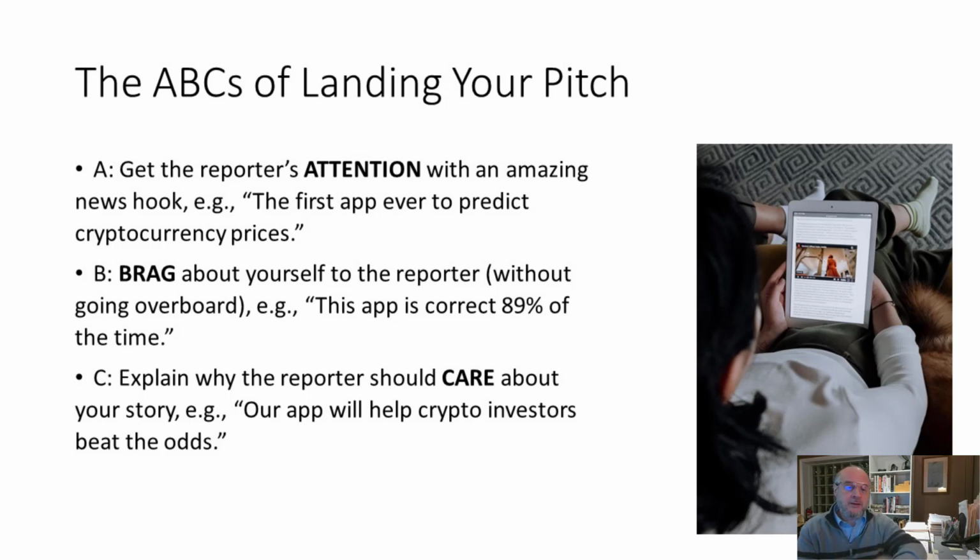B is for brag. Brag about yourself to the reporter without being gross. But you have to brag. You have to have something to brag about. Meaning, in this case, let's say the app is correct 89% of the time. Now, if you say you're correct 100% of the time, you might be pushing a credibility barrier there. The reporter will be like, no, you're not. No one's correct 100% of the time.